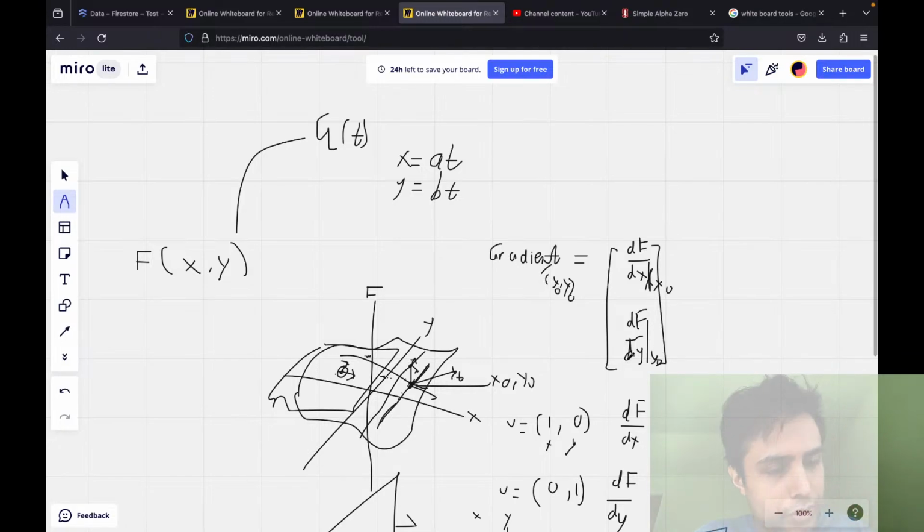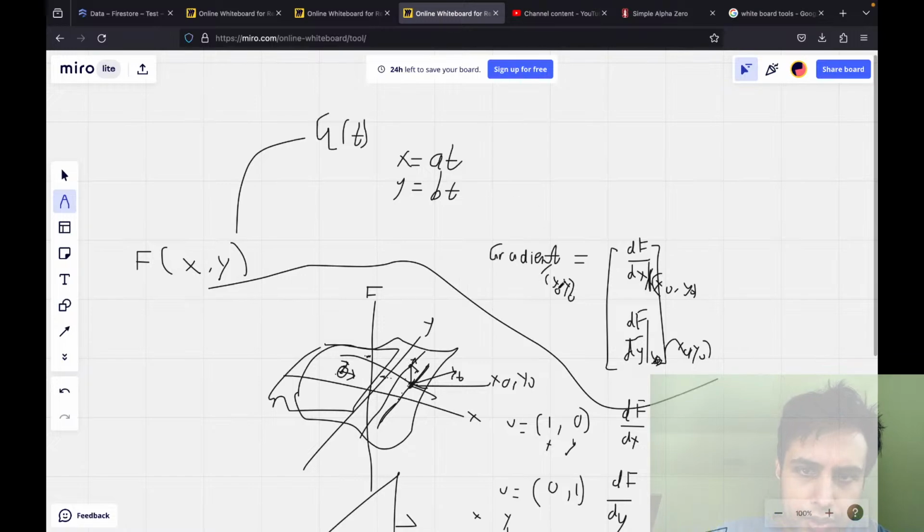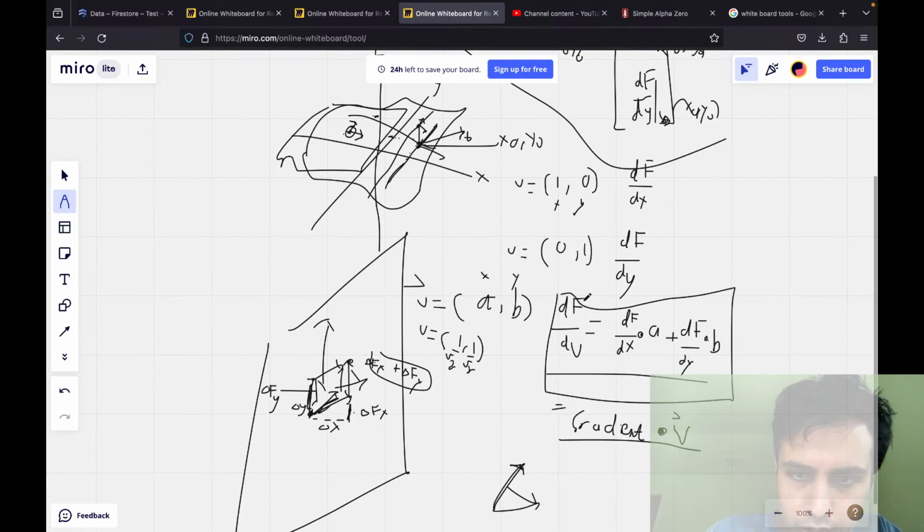I'm not sure if the notation is commonly used or if that's even a thing, but I'm just specifying that this is df dx at the point x naught, y naught, and this is df dy at the point x naught, y naught. So the question is, how do we find this? What we want to do is derive this, at least the way my math book derived it.